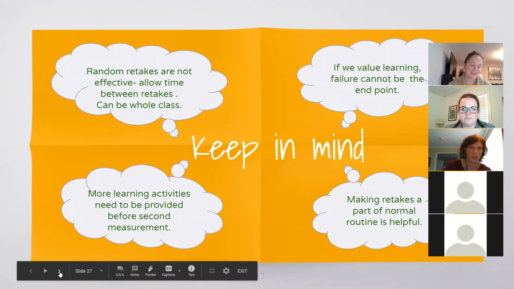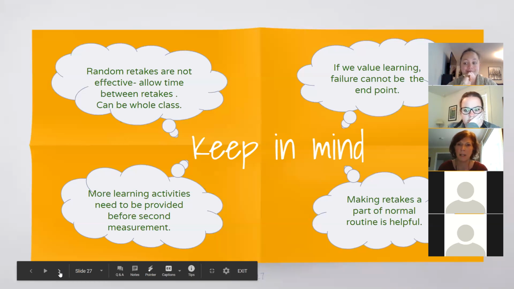Beth, yeah, go ahead. These are just things that I try to keep in mind. A random retake is not really effective. So sometimes we want to just let them take it two or three times in a row. Sometimes we have to be careful that we're not measuring learning as well. It just depends on the situation. But allowing time between retakes so that there is an opportunity to relearn is important. And it can be a whole class thing. We want to keep in mind that more learning activities need to be provided before the second measurement.